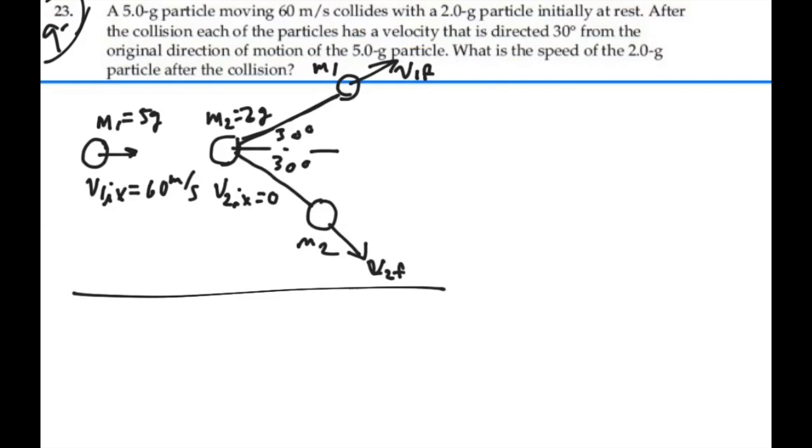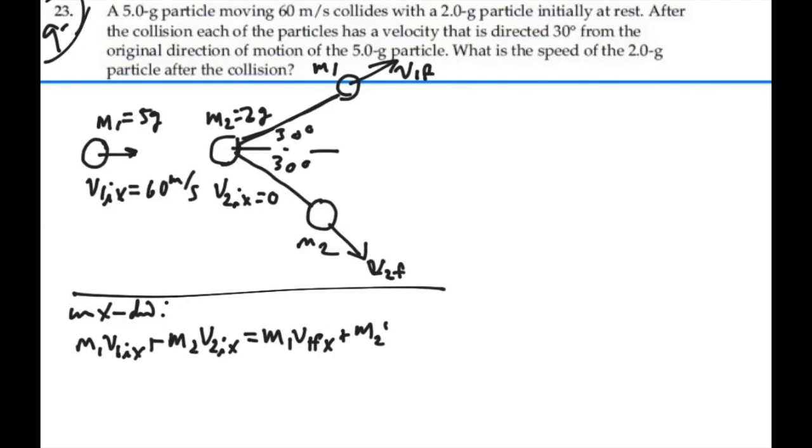So if we were looking strictly in the x direction, we would have that mass 1, velocity 1 initial in the x direction, plus mass 2, velocity 2 initial in the x direction, is equal to mass 1, velocity 1 final in the x direction, plus mass 2, velocity 2 final in the x direction.